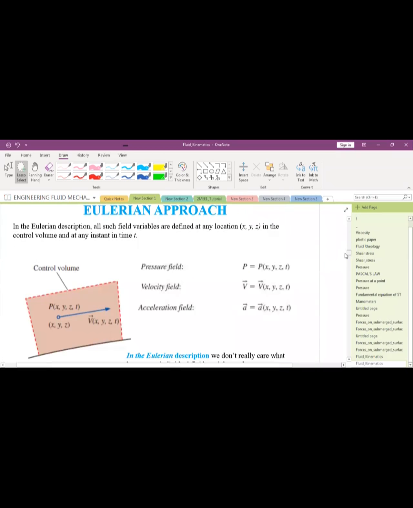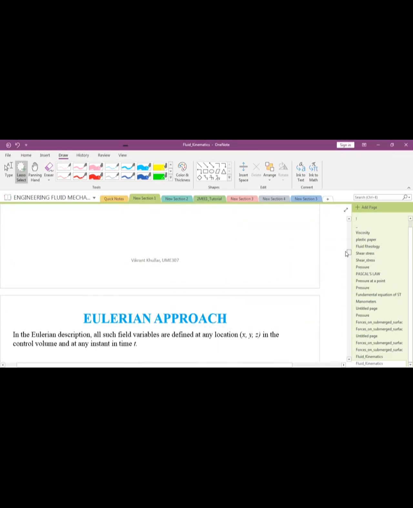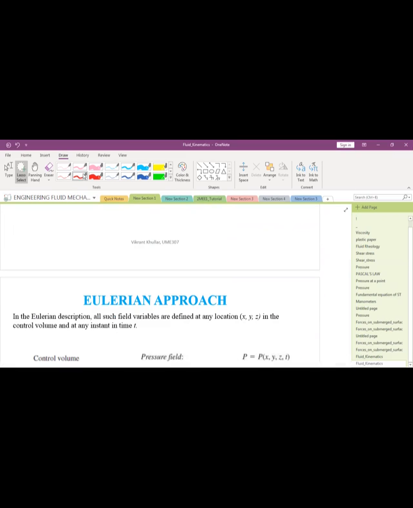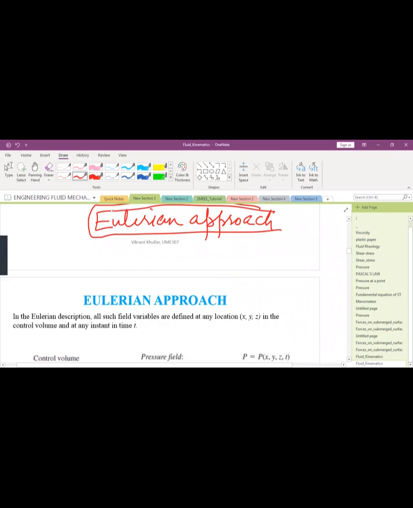So now I am coming to, so I told you Eulerian approach is much better. So we will be from now onwards always talking about Eulerian approach. So please remember, ज्यादातर हम Eulerian approach में ही डील करेंगे in fluid mechanics, because this is much simple to apply. So please remember, in Eulerian approach we are defining a field.